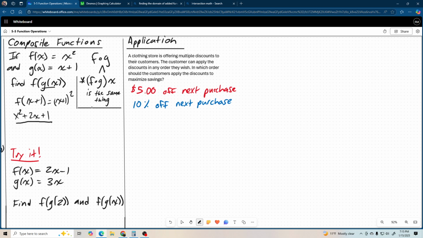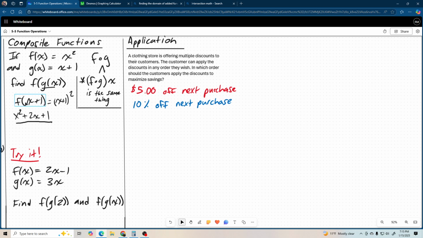First we found g of x, because the g is closest to the x. That's usually the way I remember it. In both situations that's true: this g is right next to this x, and this g is next to the x. So you take the one closer to the x. G of x is just x plus 1. Then we take f of the value of g of x, which in this case is x plus 1.